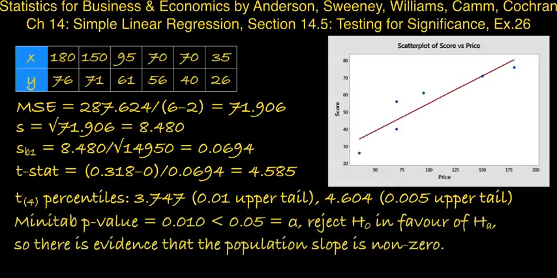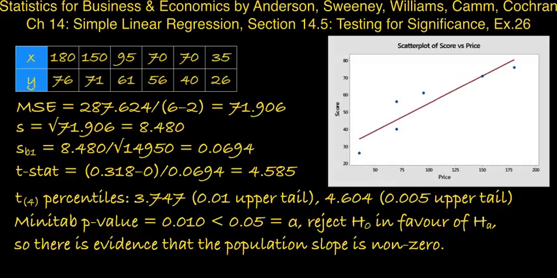If we use statistical software to find the p-value exactly, it's actually 0.010 to 3 decimal places. So it's less than 0.05, our significance level, and so we reject the null in favor of the alternative, so there is evidence that the population slope is non-zero.